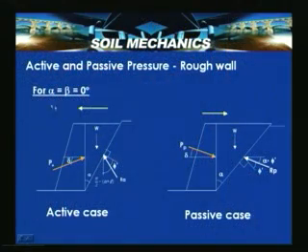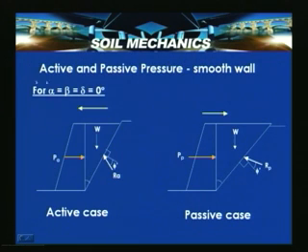So, active and passive pressure for a rough wall, that is with this particular interface, for alpha equal to beta equal to 0, these are the conditions for the active case and for the passive case. The case is similar; the difference is that for alpha equal to beta equal to delta equal to 0, the solution converges to the Rankine condition and fulfills the ideal Rankine case. In this case, this particular portion is completely plastified, where plastic equilibrium prevails, and the rest of the portion is under elastic equilibrium conditions.